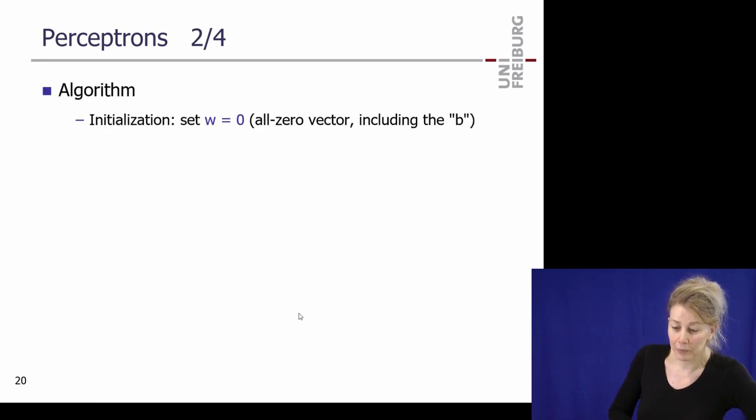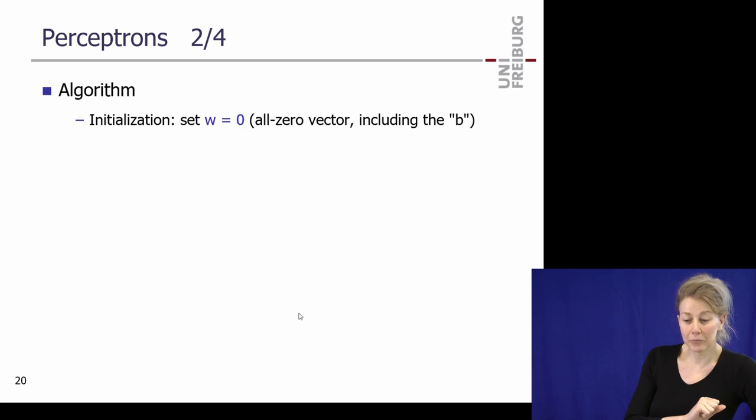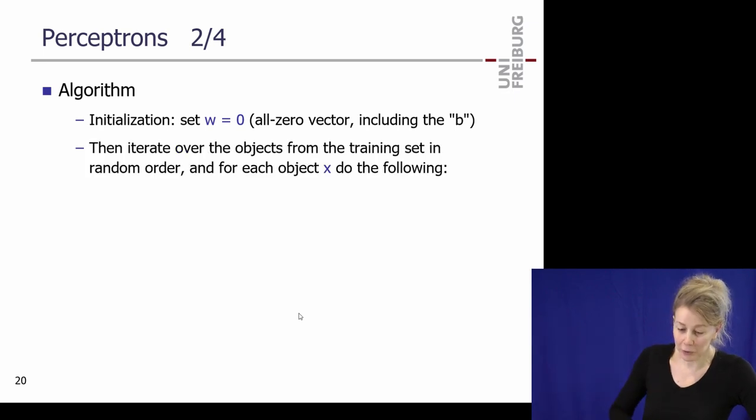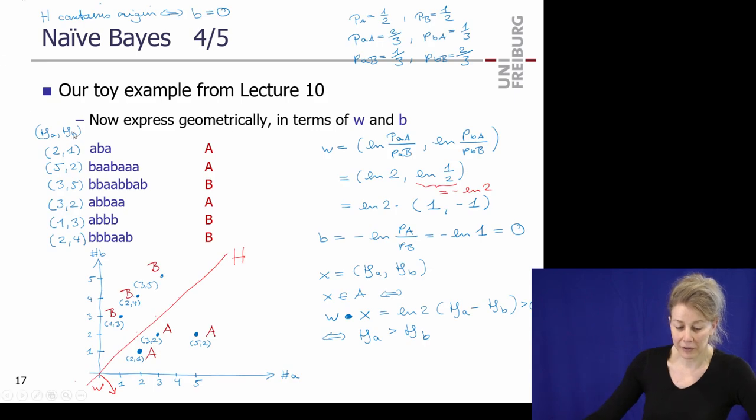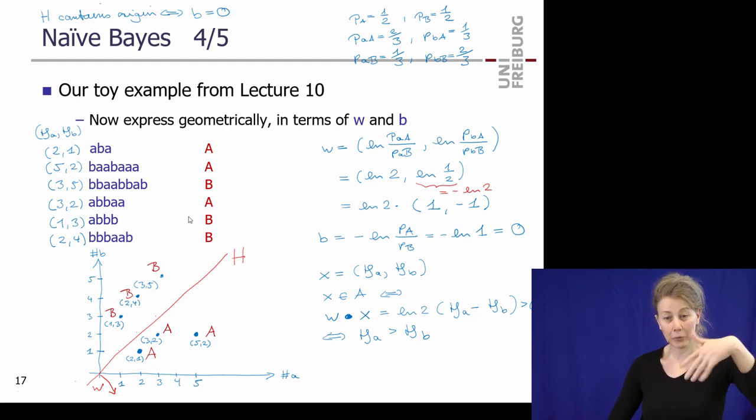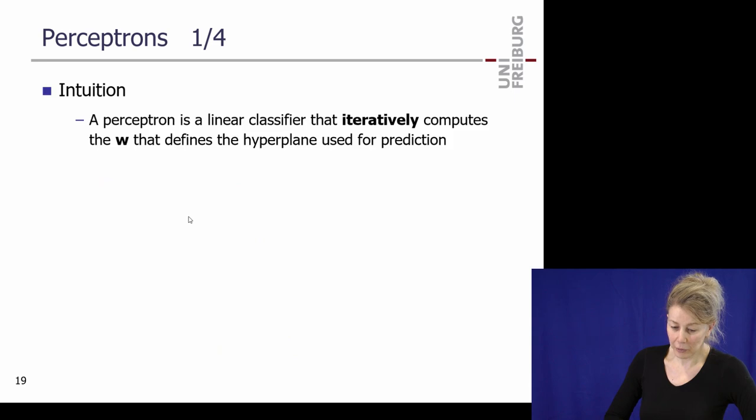Here's the algorithm. We want to find a good W. So we start by setting it to 0, including the B, the last dimension which we added. It's so simple, it's unbelievable. Now we have our training objects, these things here in the picture. We are given them as vectors one dimension up, with a 1 added at the end, and we know their labels. Now we go through them, many times. And what do we do?